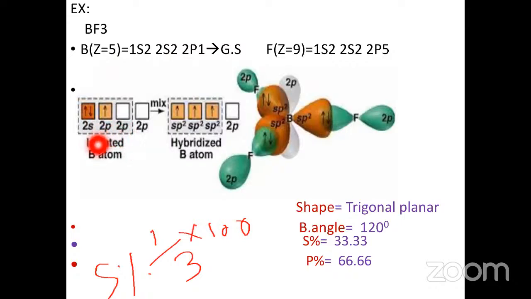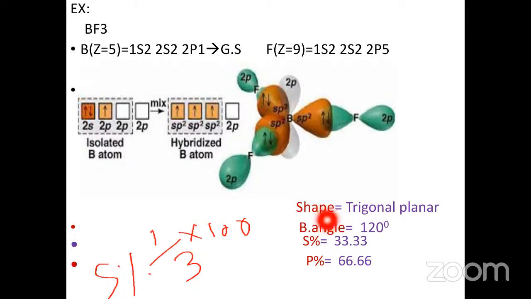Now, one 2s orbital and two 2p orbitals intermix to give three sp2 hybrid orbitals. These three sp2 hybrid orbitals of boron are arranged in a trigonal manner and each has an unpaired electron. Each sp2 hybrid orbital overlaps with the 2pz orbital of fluorine to form three sigma bonds, so that its shape is trigonal planar and the bond angle is 120 degrees.